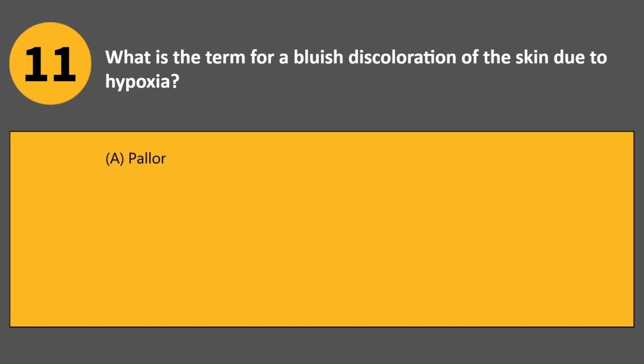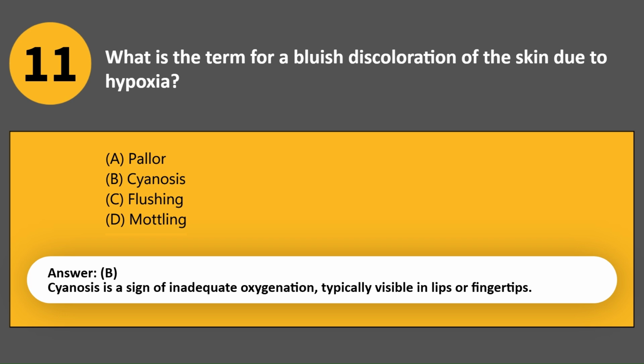What is the term for a bluish discoloration of the skin due to hypoxia? A. Pallor. B. Cyanosis. C. Flushing. D. Mottling. Answer: B. Cyanosis is a sign of inadequate oxygenation, typically visible in lips or fingertips.